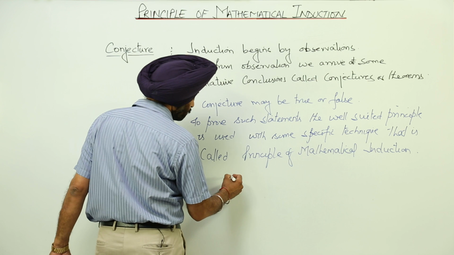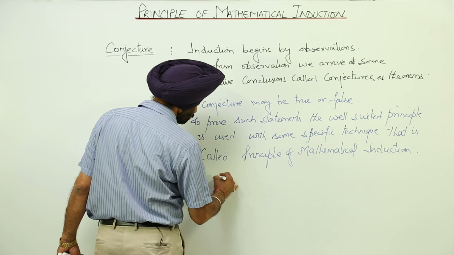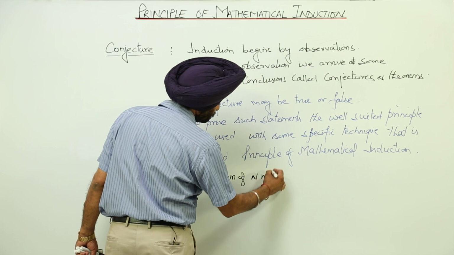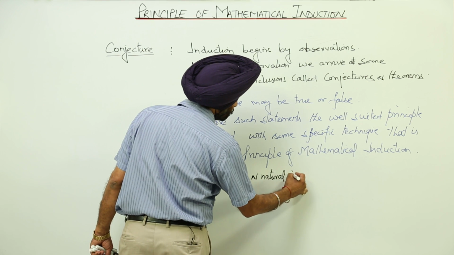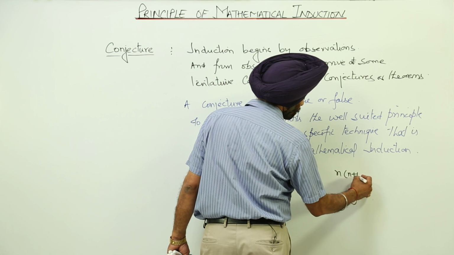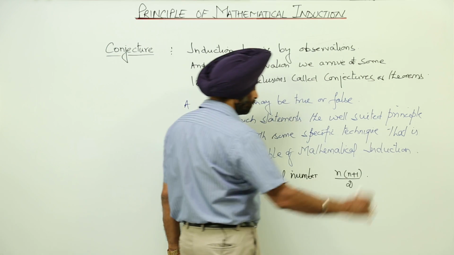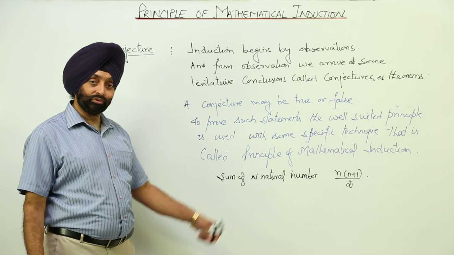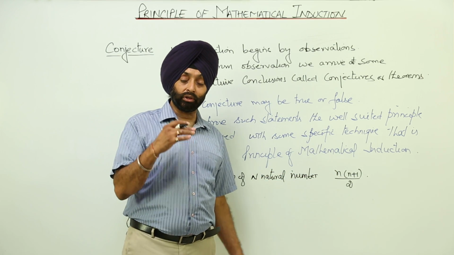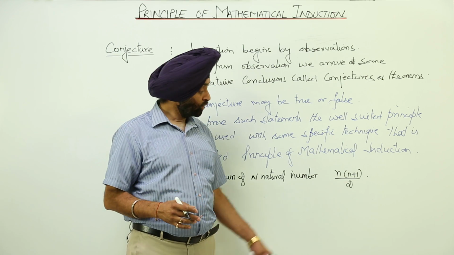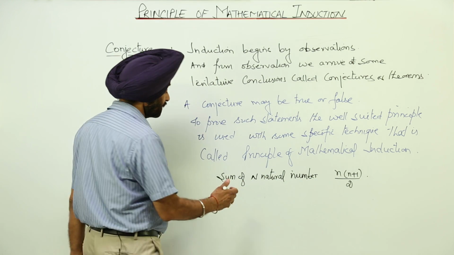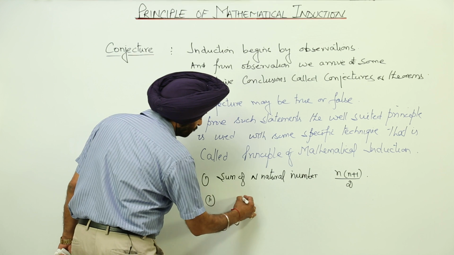And now, just for an example, suppose we have the sum of n natural numbers, starting from 1, n times n plus 1 upon 2. Now, this is a conjecture that the sum of the n natural numbers starting from 1 is n times n plus 1 upon 2. When you solve it, you get the right result. So, how to prove this? We are going to use some special technique, and that is called the principle of mathematical induction.